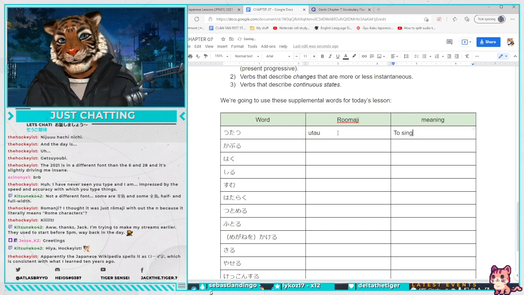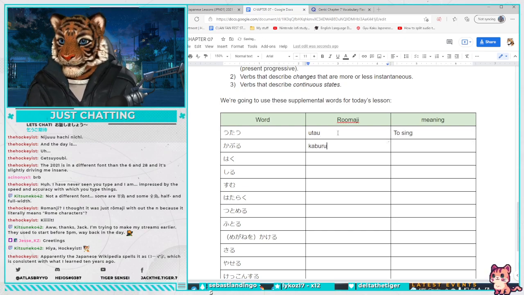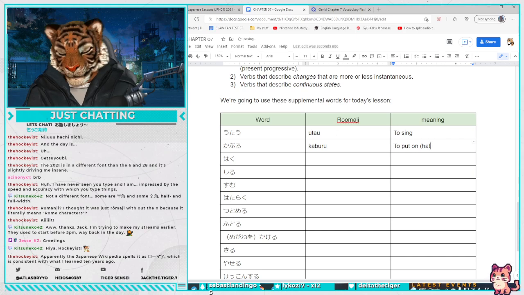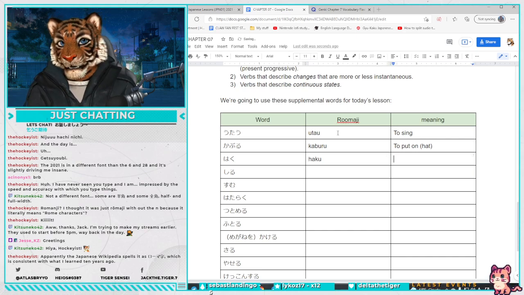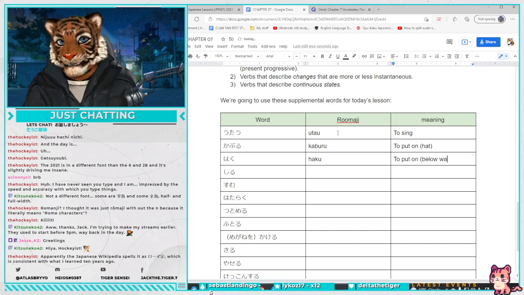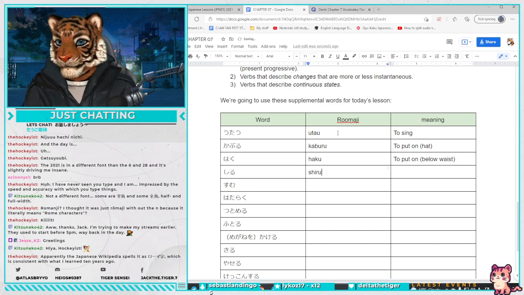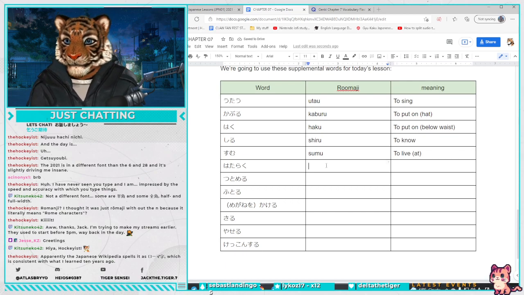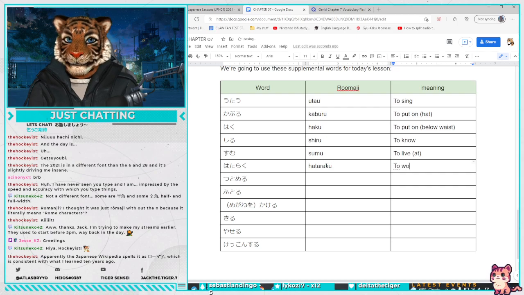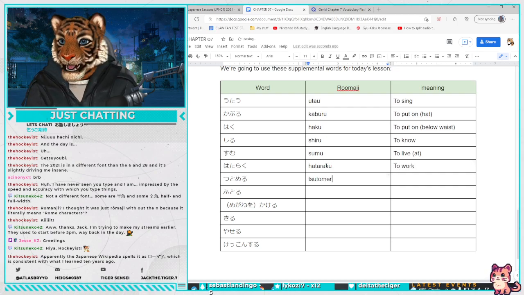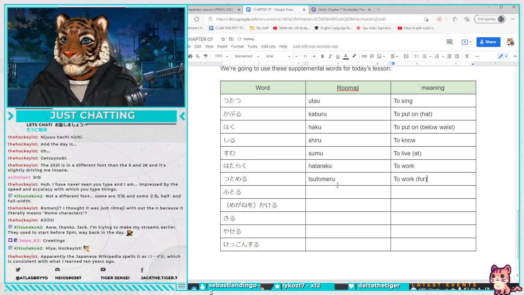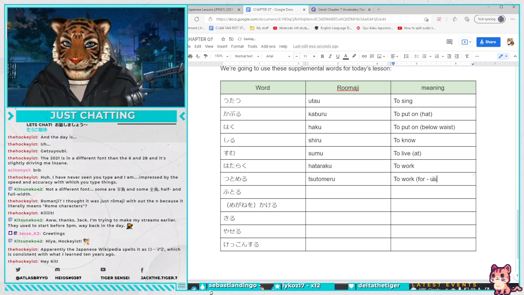All right, so for this, we have utau, and this means to sing. Kaburu means to put on, and this is like a hat. Haku is to put on below the waist. Shiru, which is to know. Sumu, to live; I'm going to put parentheses, to live at. Hataraku, which means to work. Tsutomeru, I added tsutomeru, which means to work for. Because of this, work for, use particle ni.